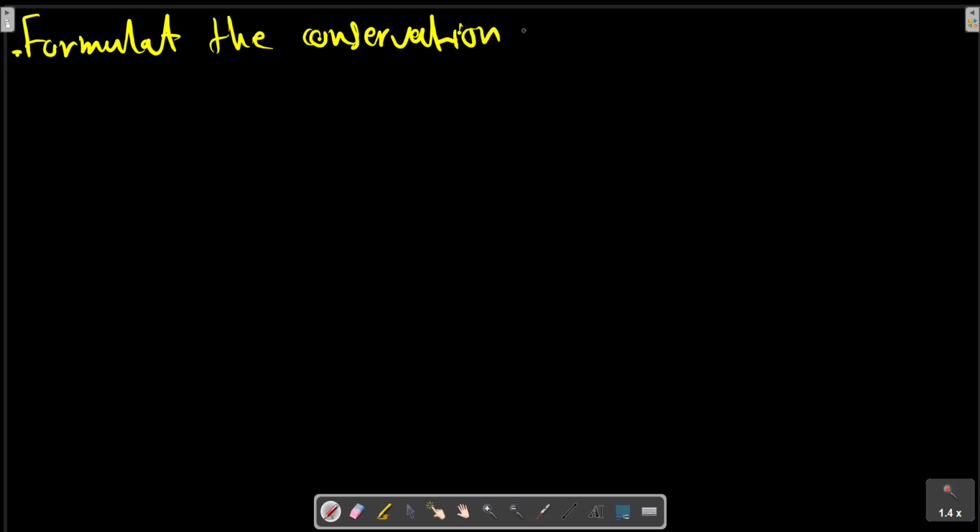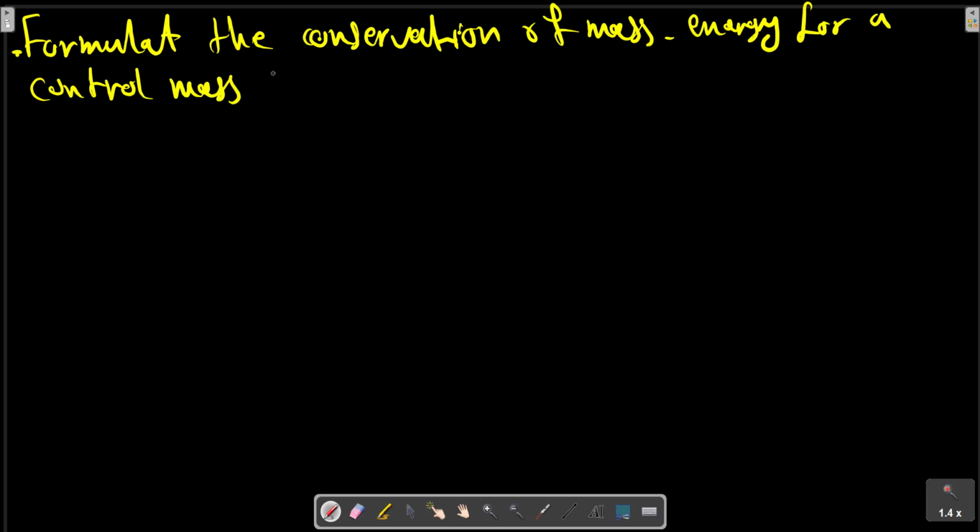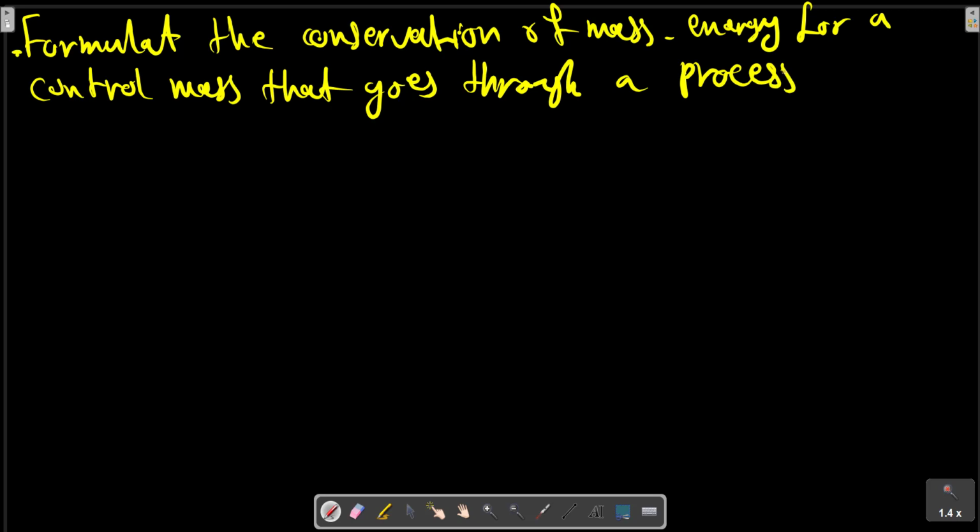Formulate the conservation of mass and energy for a control mass that goes through a process involving work and heat transfer.